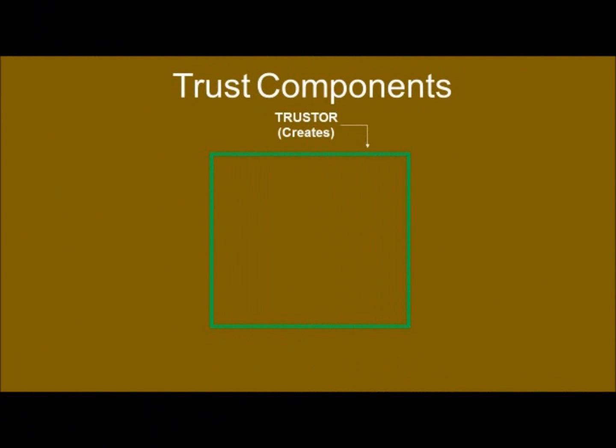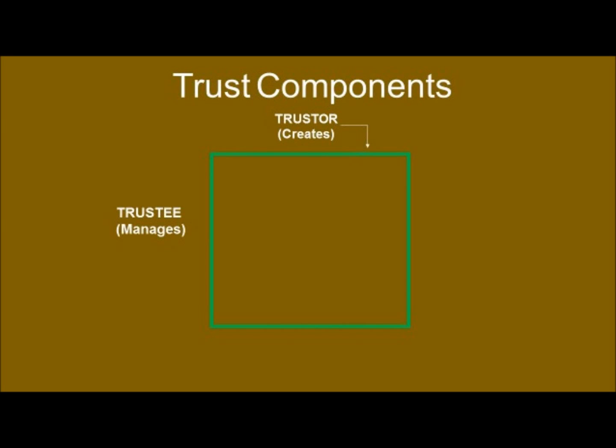To set up a trust, there's three parties to a trust. On this diagram, we see the word trustor up at the top. The trustor is the creator of the document. And this is the person that gets to dictate the terms that they want in their trust.